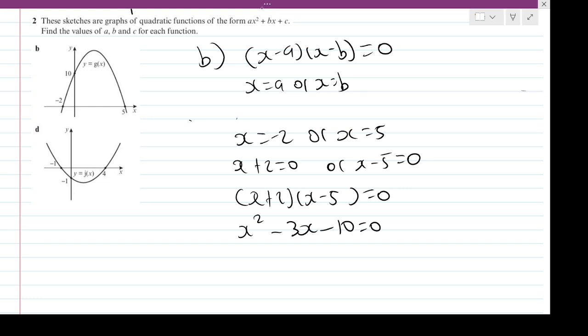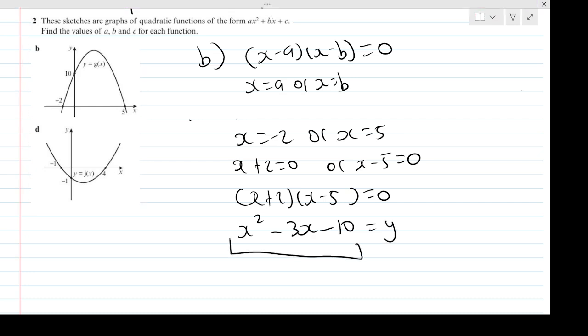But it's equal to 0. But we can just ignore that because 0 is specifically when it crosses the x-axis. For the whole curve in general, we can just say that's equal to y. So the whole quadratic in general is this. Okay, cool.